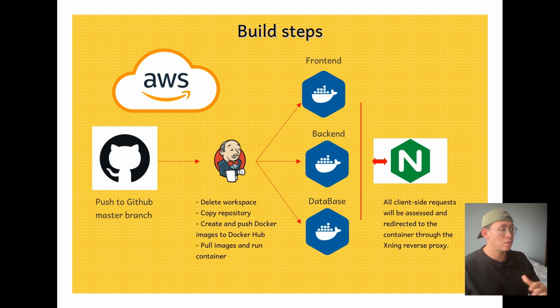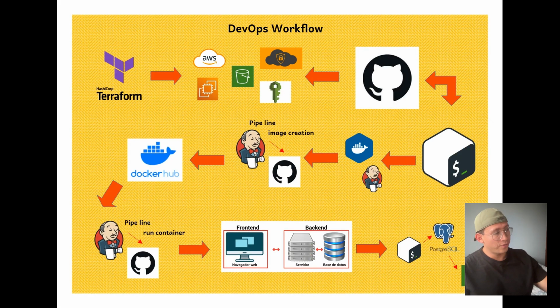First, this project got deployed on an AWS instance, and the workflow goes directly from GitHub to Jenkins. Jenkins will create the images and push them to Docker Hub. The second pipeline will run the containers with these images, and the app will be deployed. And we got Nginx on the front end to take the requests in a more secure way, like a reverse proxy server. Now this is the whole architecture.